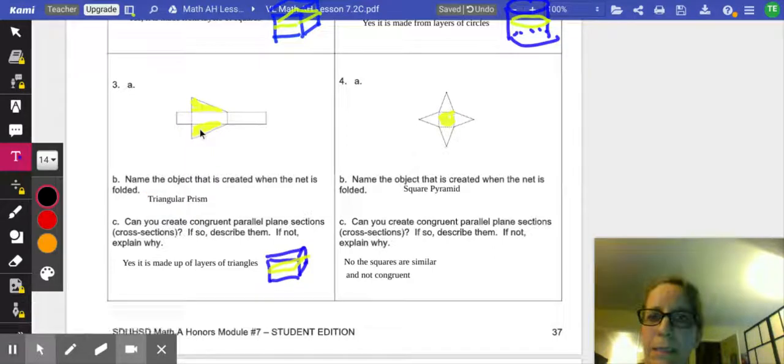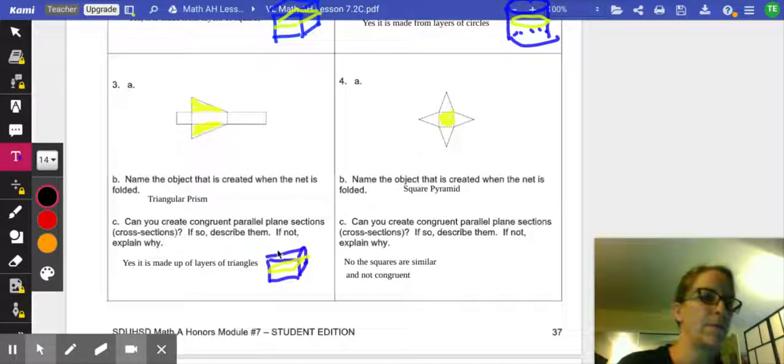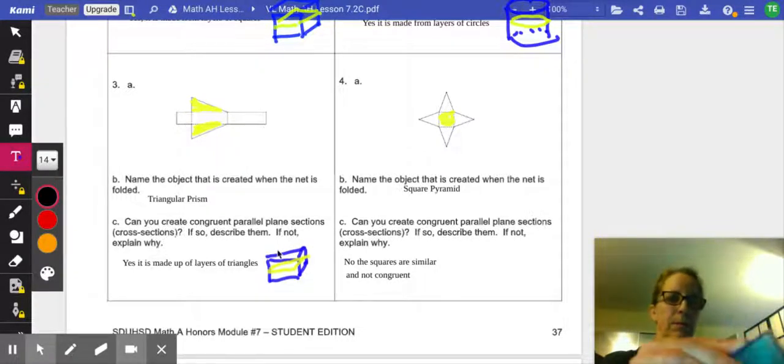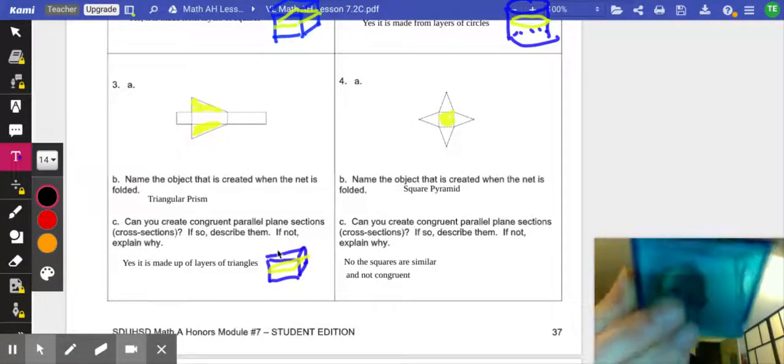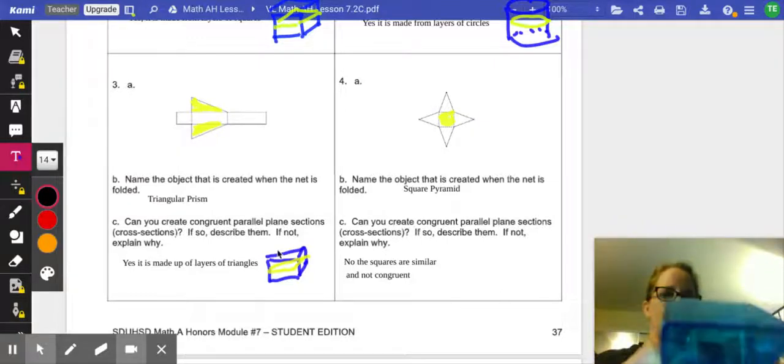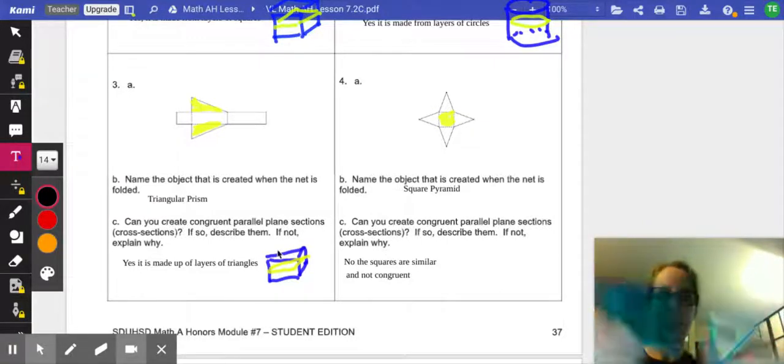Okay, so number 3, I see my triangular bases. So it's a triangular prism. I know it's a prism because there are 2 bases. And here I could slice it up so I would get a bunch of triangles. Again, if you have a triangular prism, you can slice it this way, chop, chop, chop, chop, chop. You're going to get a bunch of triangles.